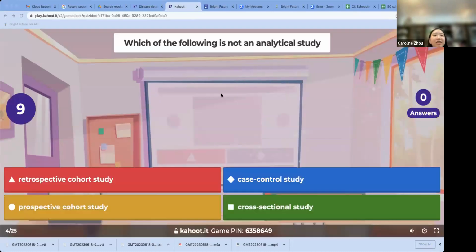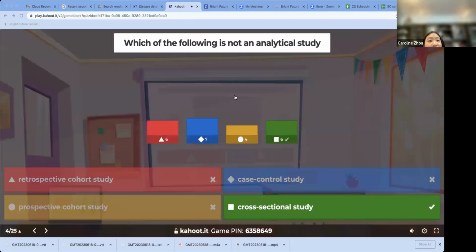Which of the following is not an analytical study? Yeah, so cross-sectional study is not an analytical study. It's also called a prevalence study. It's descriptive, and it basically only tells you who has the disease and not why or how.